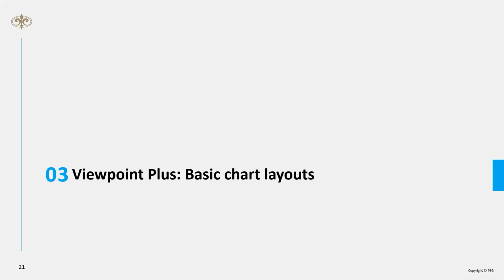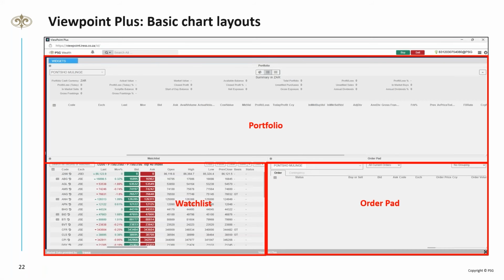So I put this part in just to highlight how you can use the tools. If you're a client with PSG and you've got an equity account or a CFD account or single stock, you'll have access to the trading platform, which is Viewpoint Plus. When you first log into your account and click on that Viewpoint tab and it opens, this is the default. You'll have portfolio, watch list, and order pad.